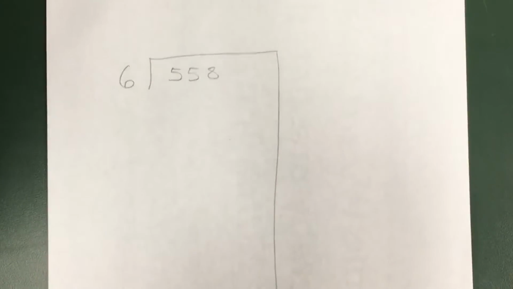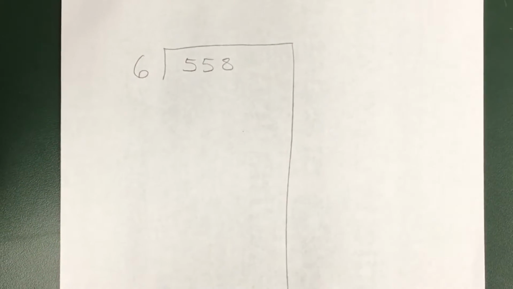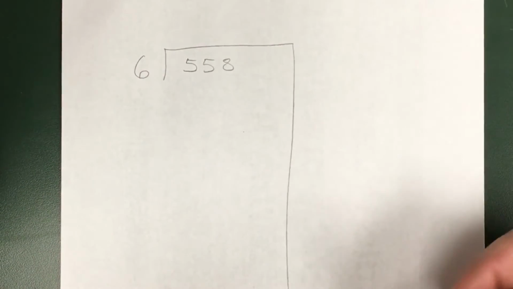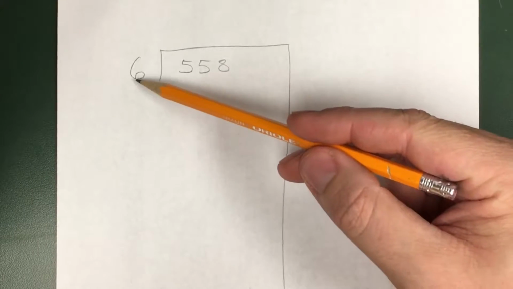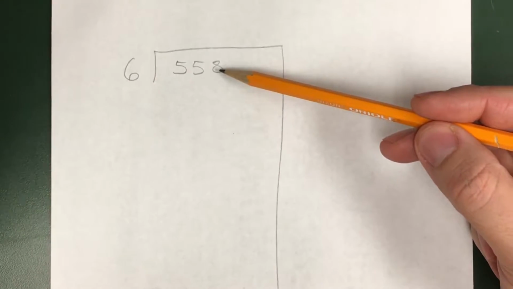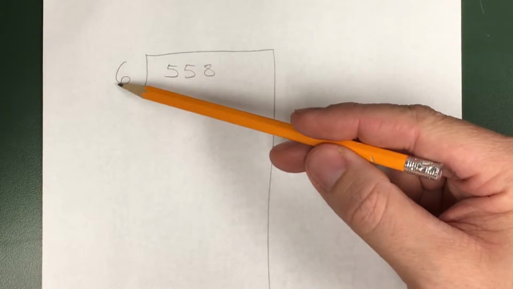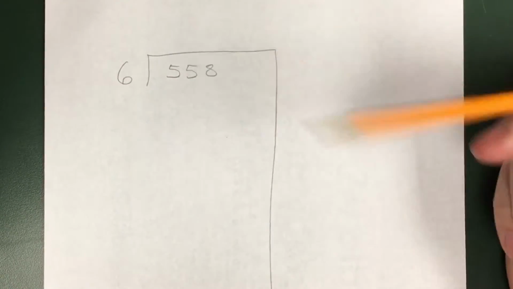All right, today we're going to talk about partial quotients, also known as lucky 7. And we have a division problem here of 558 divided by 6, where 558 is our dividend, 6 is our divisor, and we're going to find the quotient.